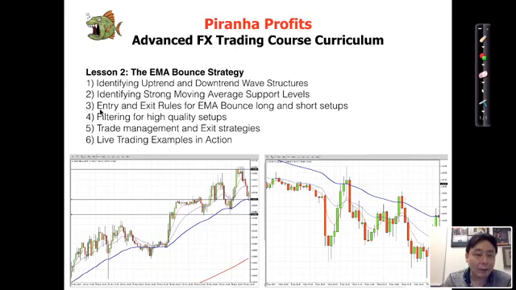When do you exactly enter and exit your long and short trades? How do you filter for high quality trade setups? How do you manage your trade once you're in the trade? And you'll be looking at a lot of live trading examples in the course.